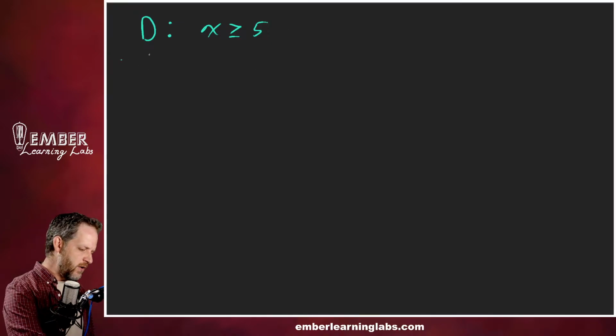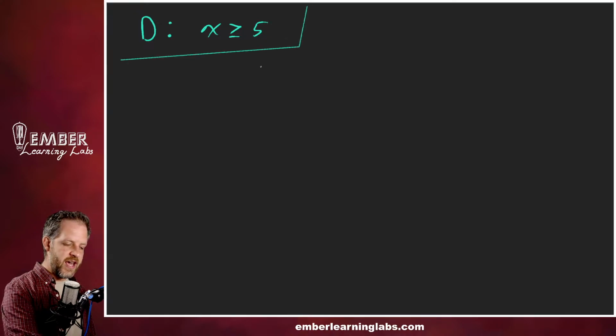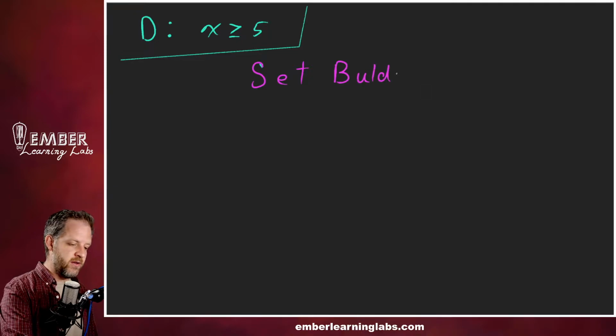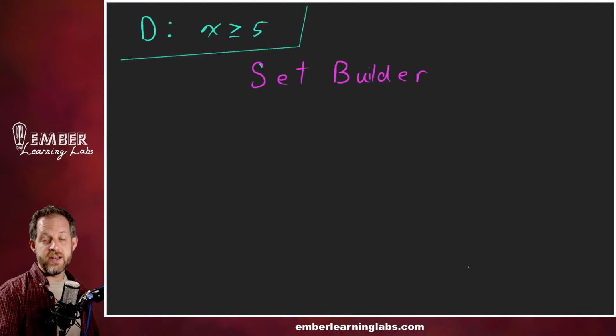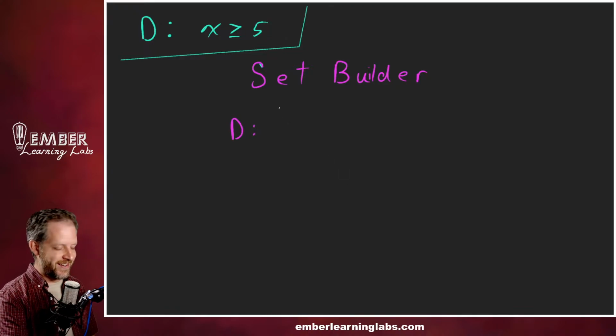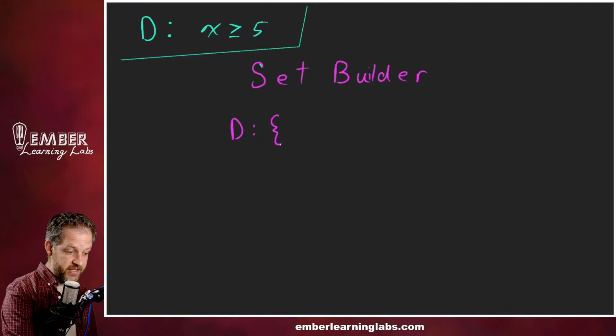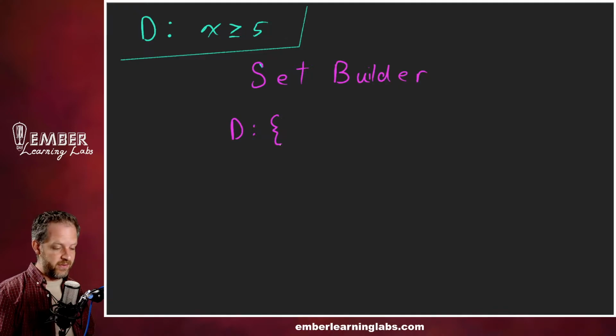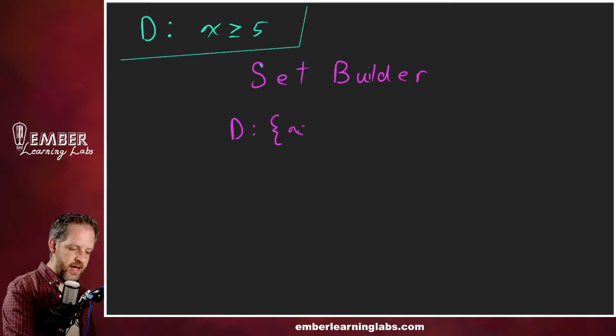First of all, we're going to learn what's called set builder notation. Set builder is the most formal way to write a domain. And if we were to rewrite this in set builder notation, this is how we would do it. We would say the domain, and then to build our set, we start with the basics of set builder notation, which is curly braces. And then we say, okay, we're looking at X.